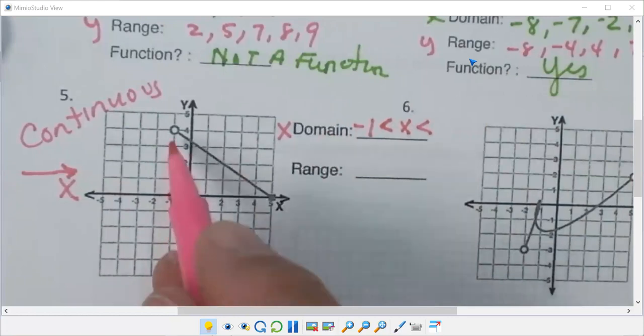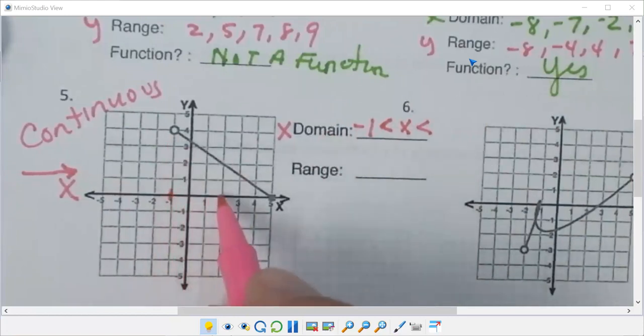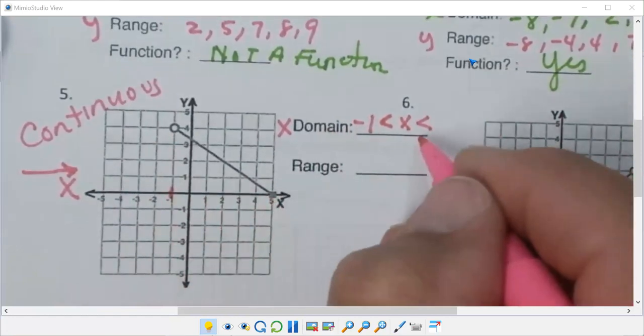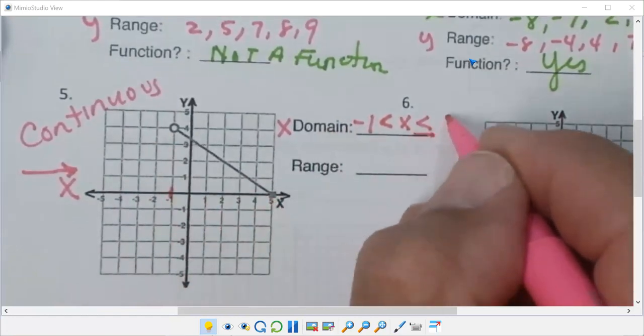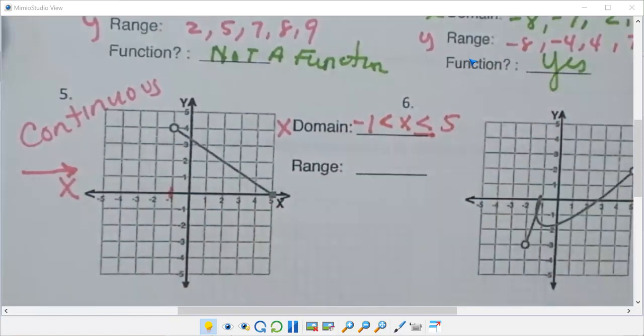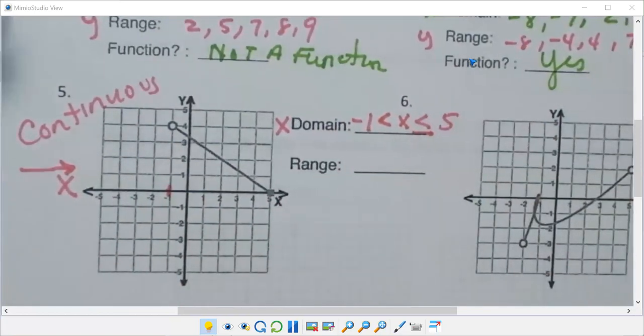So now I'm here. I see that dot. So now I'm walking, and then I hit it again at 5. But this time it's a closed. So we're going to put an equal to, and then we're going to put 5 there. All right, so now let's do the range.